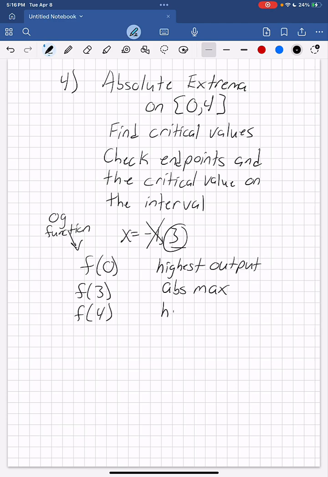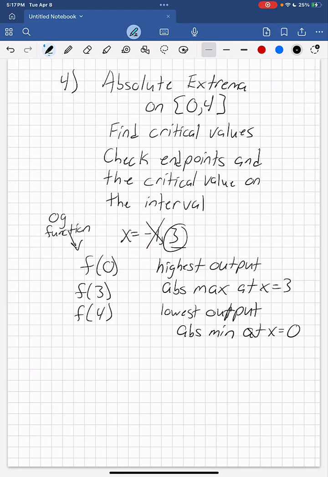The highest or the lowest output, so the output being the number that we get out by plugging it into the function. So the lowest output is the absolute minimum. Okay. So the absolute min takes care of the lowest value. And it happens, like we would say absolute max at x equals, say 3. And then absolute min at x equals 0, for example. Okay. So that concludes all of the calculus part.